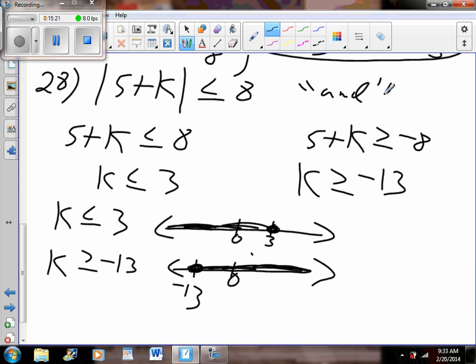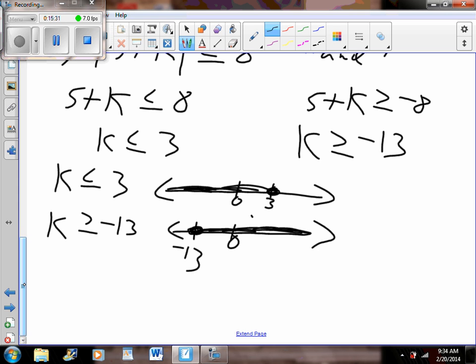I want all the values that will make 5 plus k less than or equal to 8 units. So what I'm looking at here is I want the overlap of these two number lines. What points do they have in common? Make your origin. Go to 3, negative 13. Heavily shade in between. Now, how do I write the answer?